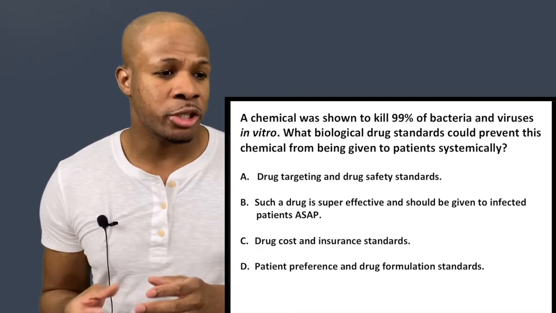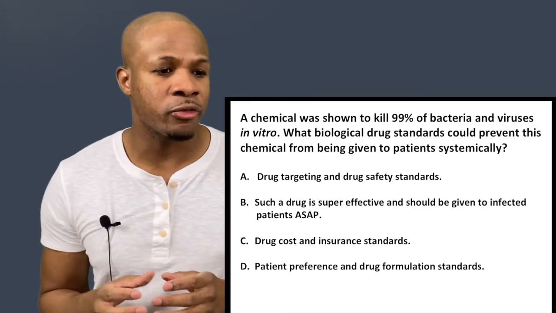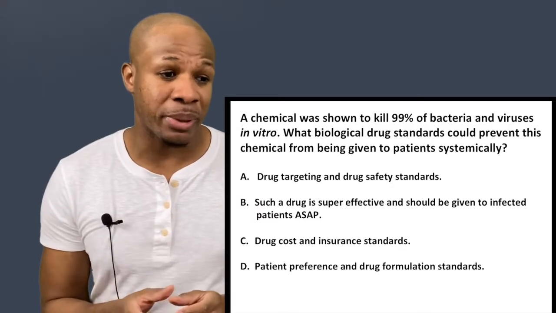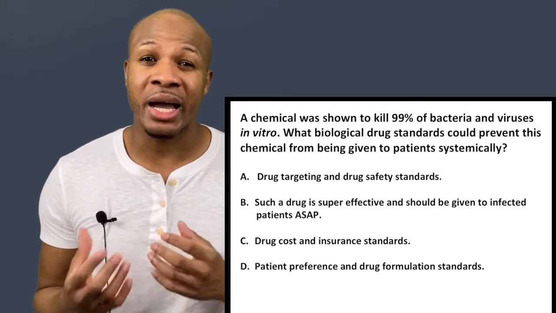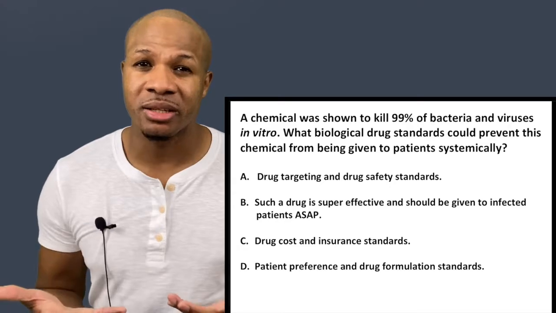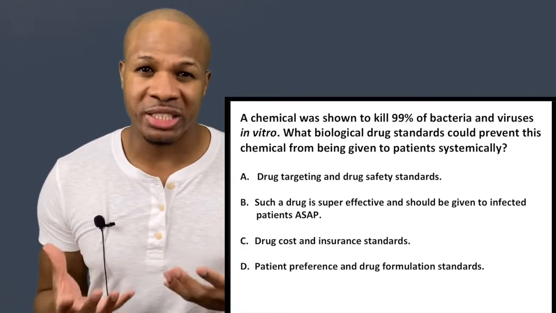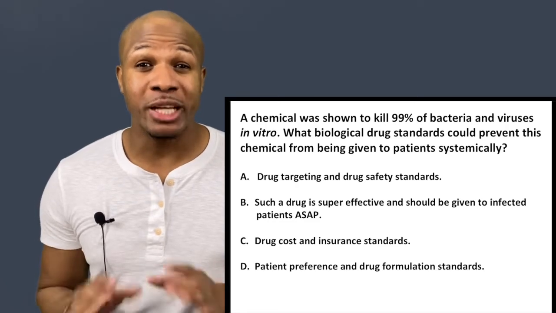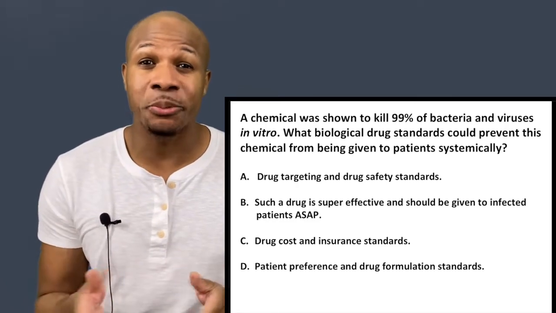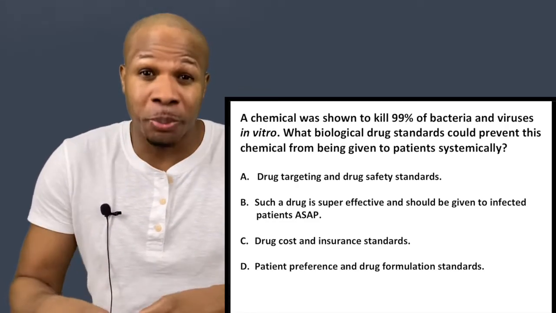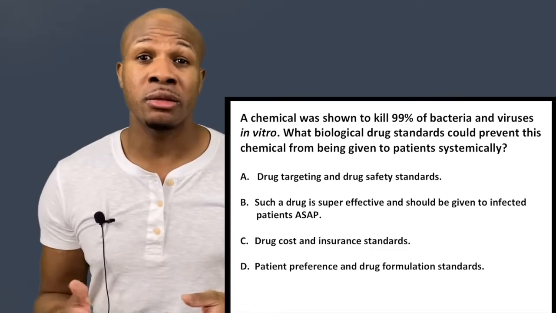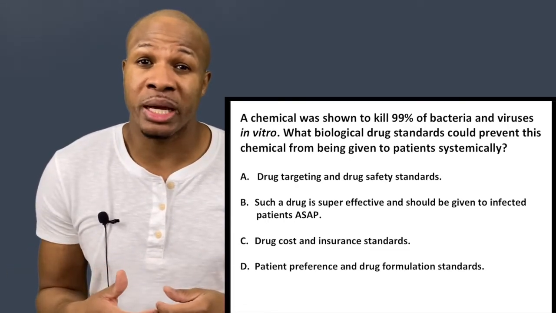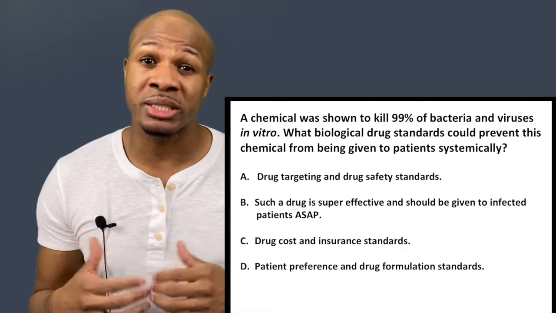What biological drug standards could keep this chemical from being given to patients systemically? This question comes from the idea of injecting bleach into a patient, because bleach kills 99% of bacteria and viruses. Now, that's true. Bleach kills 99% of bacteria and viruses on a petri dish in vitro, and theoretically, it would also kill 99% of bacteria and viruses in your body.